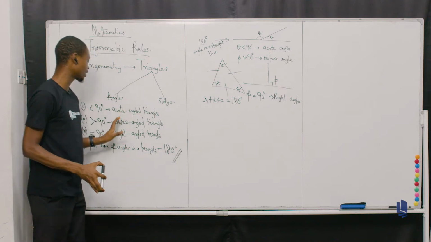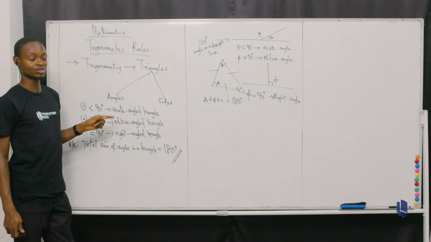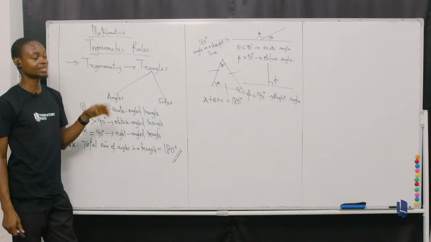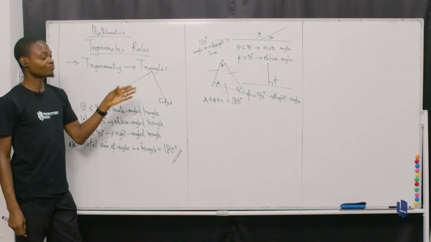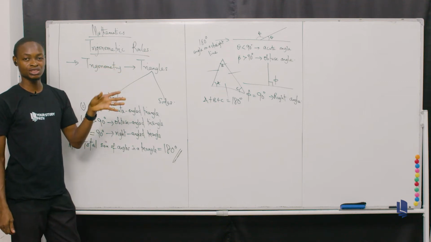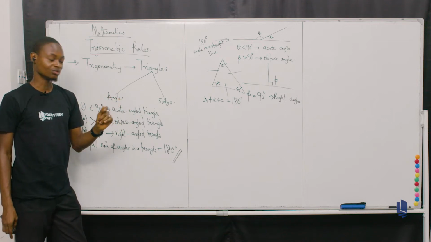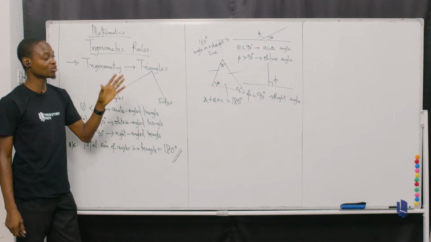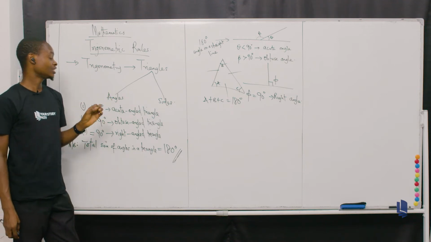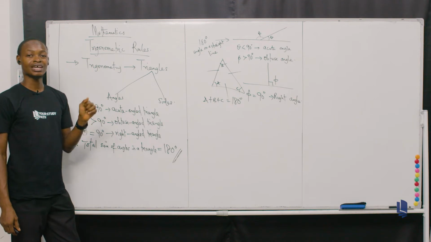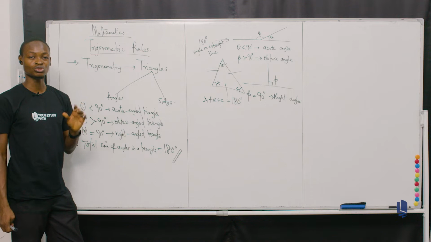So this first one is saying A, B, and C are each of them less than 90 degrees. So A is less than 90, C is less than 90, B is less than 90. It's called an acute angled triangle. This one is saying if either A or B or C, if one of them is greater than 90, then it's an obtuse angled triangle. And then this one is saying if A is equal to 90, or B is equal to 90, or C is equal to 90, then you can call it a right angled triangle. These are very, very important concepts you should keep in mind.